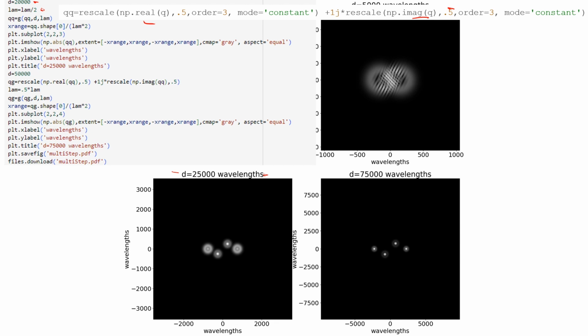Then when we want to go to 75,000 wavelengths, we take the field at 25,000 wavelengths and propagate it another 50,000 wavelengths, but we resample the field before we do that, and again, the resampling rate here is a factor of 2. This is allowed because we're assuming that the field is blurring, that it's getting smoother as it propagates.